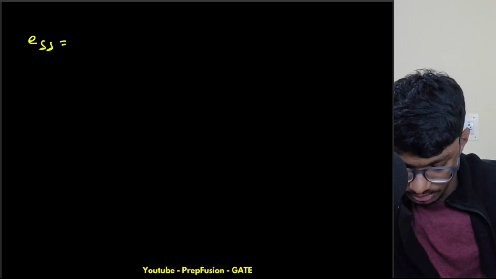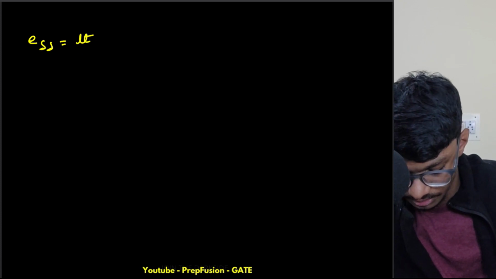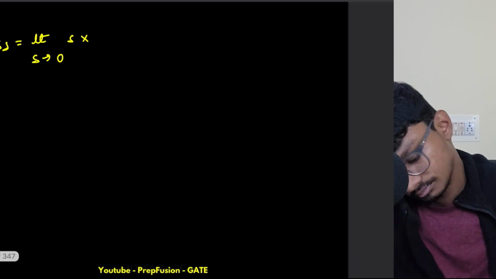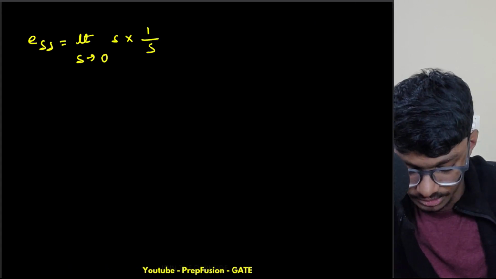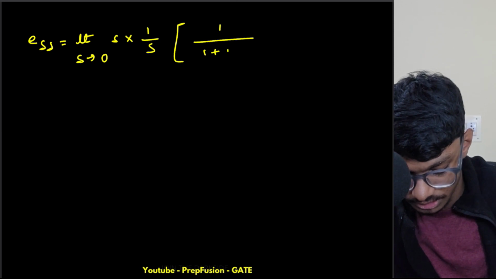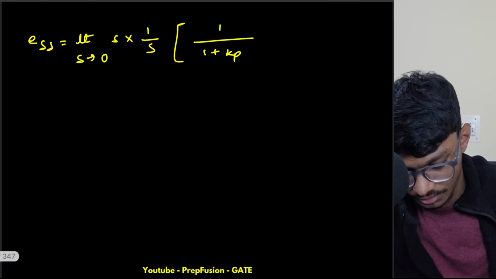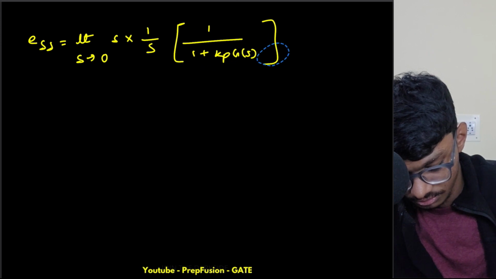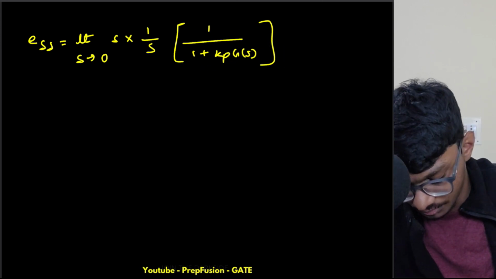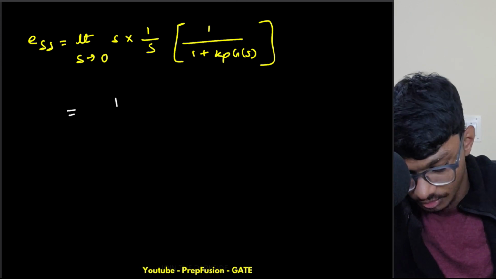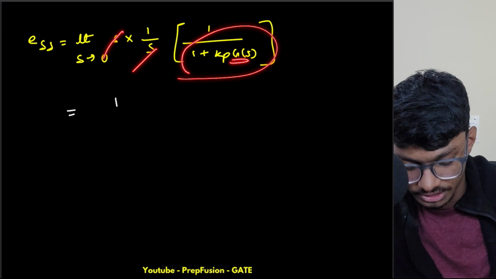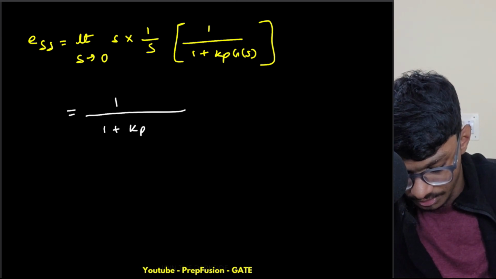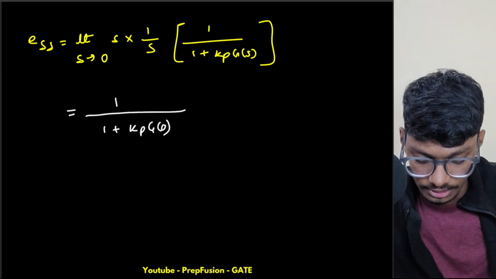So here what will happen? Basically my steady state error is limit S tending to 0 of S times 1 by S, basically R of S, times 1 divided by 1 plus KP into G of S. Now this S will get cancelled, and if I put s equals to 0 over here, this is only G of 0. So this will be 1 by 1 plus KP into G of 0. So yeah, this is my answer.